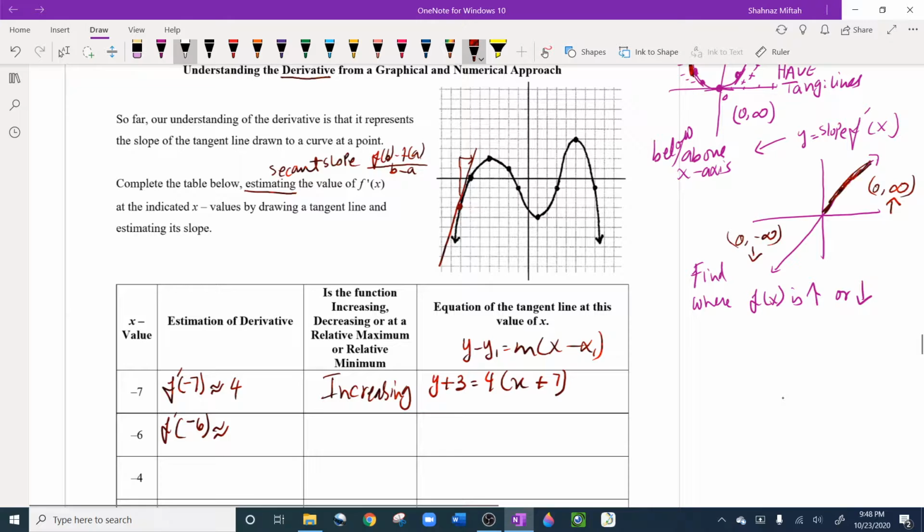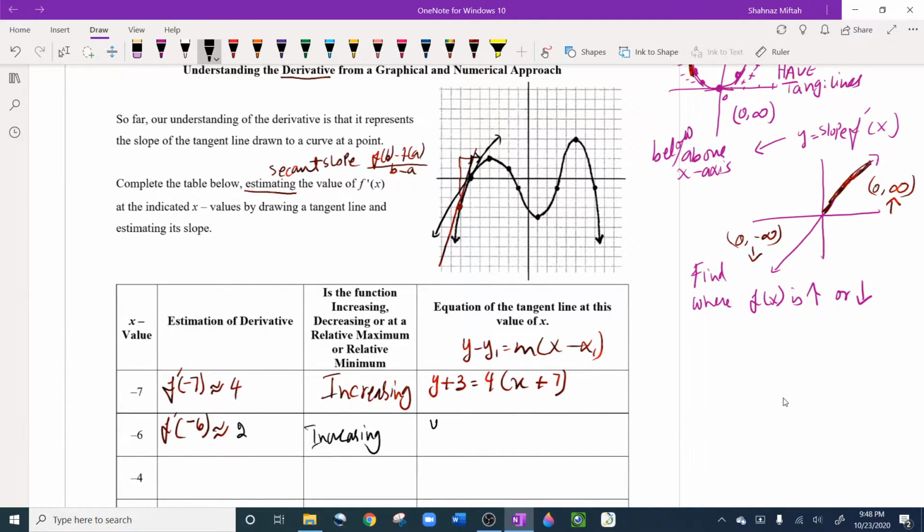Let's find f prime negative 6, approximation. So where is negative 6? I'm going to draw negative 6. 1, 2, 3, 4, 5, 6. My tangent line at negative 6 is, for example, going to go like this, and then it goes like this. So if I pick this point, I'm rising 1, 2 and 1 to the right. So my slope is 2 technically. If it's positive, I'm increasing. The increase and decrease goes with the original graph. F prime would go f of x greater than 0 and less than 0.